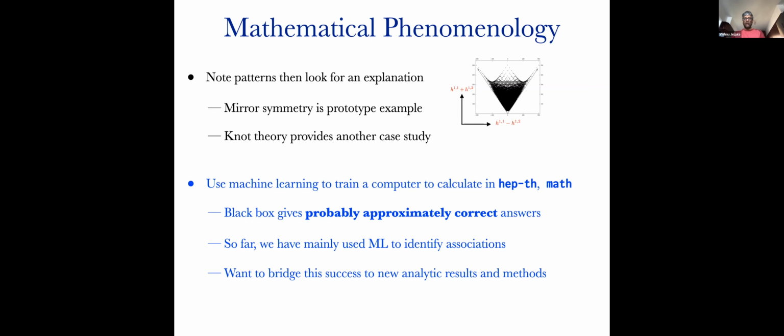The machine learning, in a sense, is a black box. It gives probably approximately correct answers in many cases. We want to bridge this success of identifying associations to finding new analytic results and methods. And knot theory provides a wonderful playground because the data sets are large and they're also structurally simple enough to address, and there is a physics understanding of knot theory at a certain level.